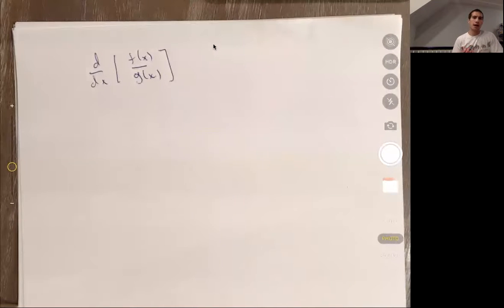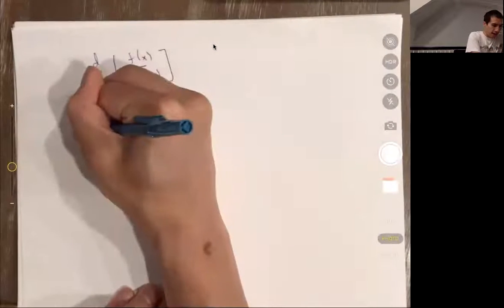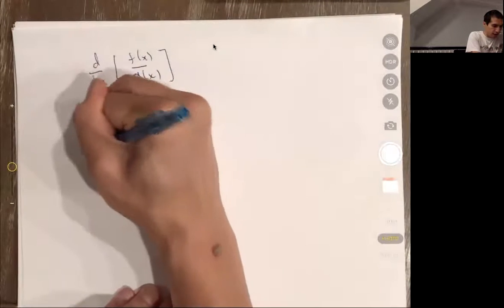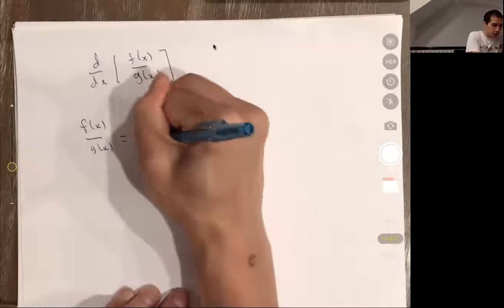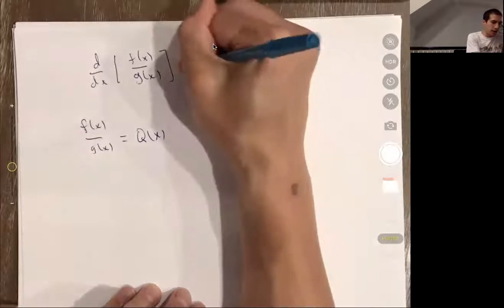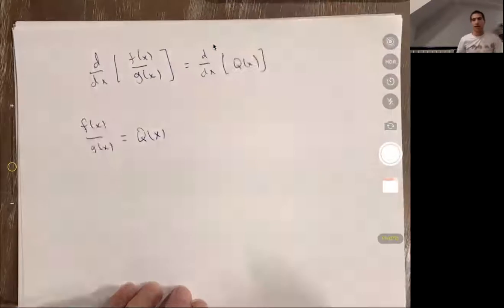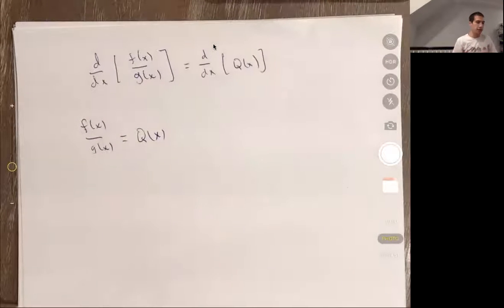So I'm gonna write that f of x over g of x is a new function, q of x, the quotient. And so this is just notation. And so what I'm asking for now is what is the derivative of this new function, q of x? So I'm thinking of it as the derivative of a single function now.